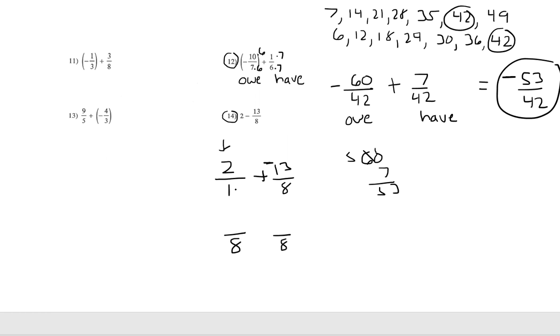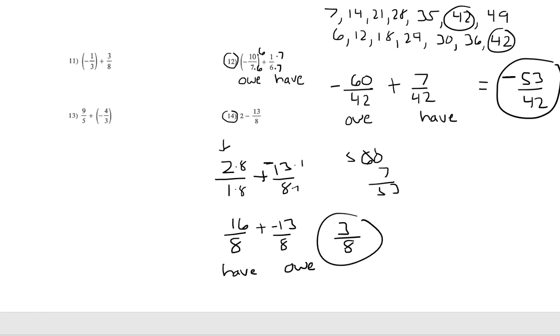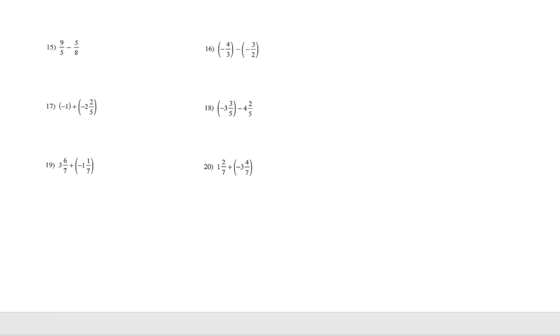To get from 1 to 8, we had to times by 8. So we have to times the 2 by 8. That gives us 16. To get from 8 to 8, we had to times by 1. Negative 13 times 1 is a negative 13. And now we just combine the two top numbers and we keep the bottom the same. So 16 plus negative 13. So if you have 16 and you owe 13, you're going to end up having 3. Okay, so 3/8.